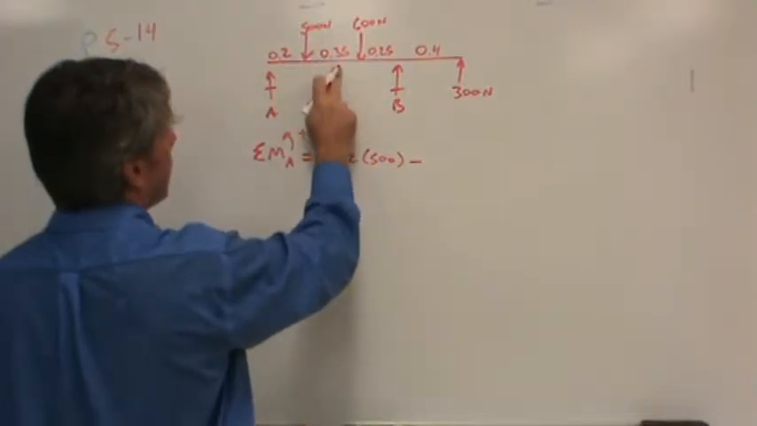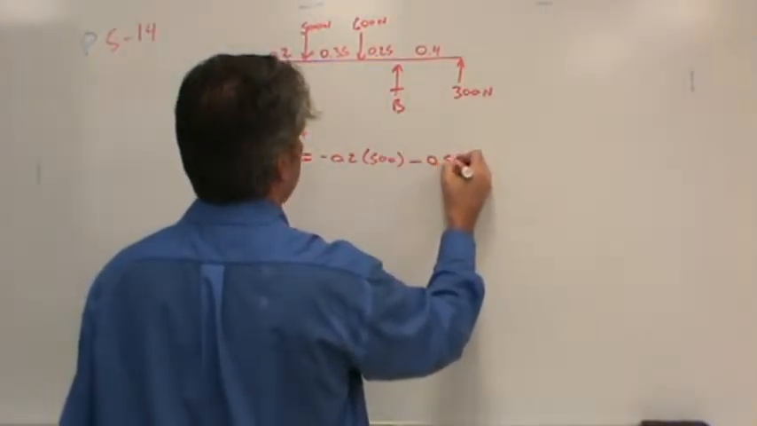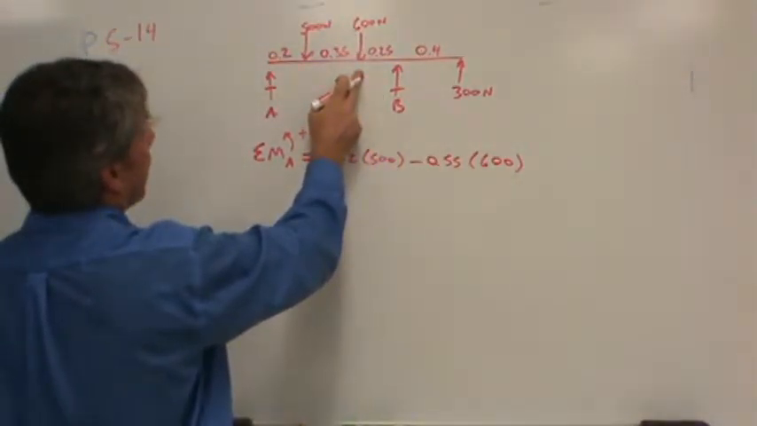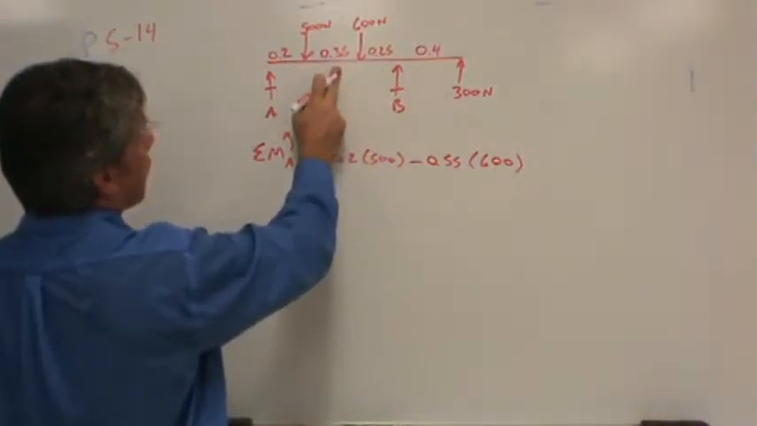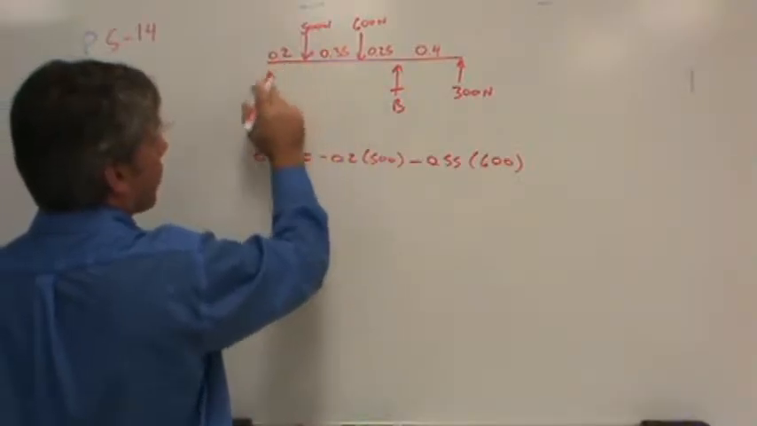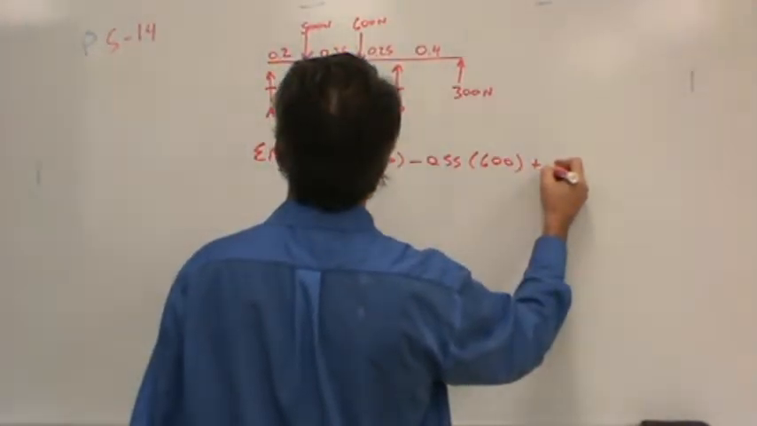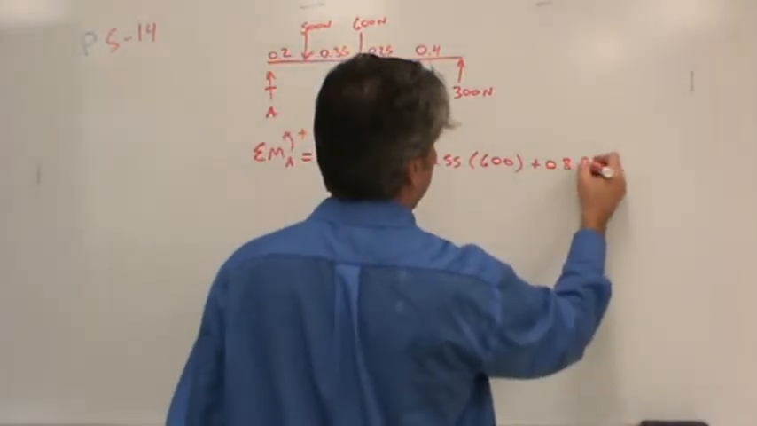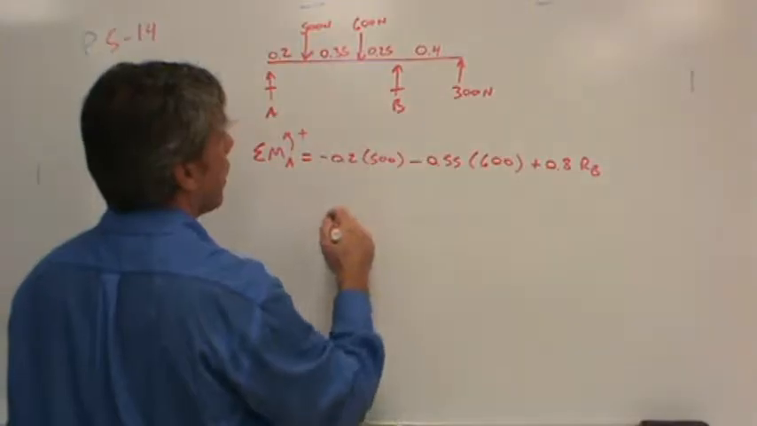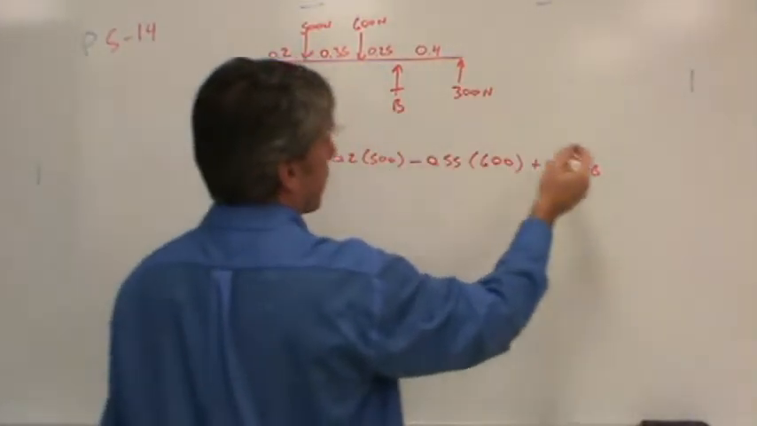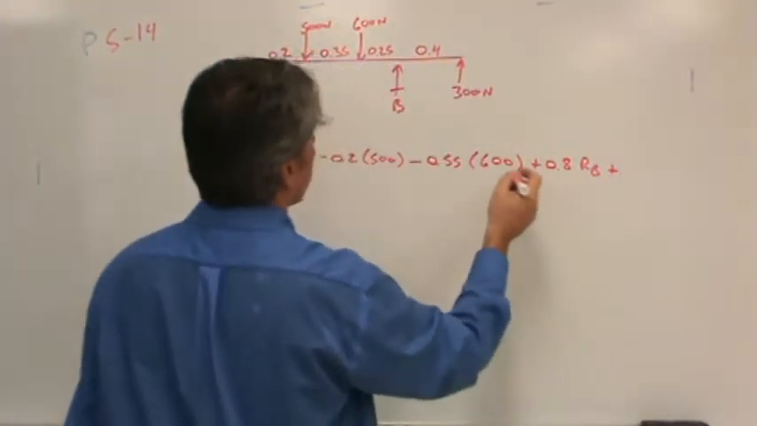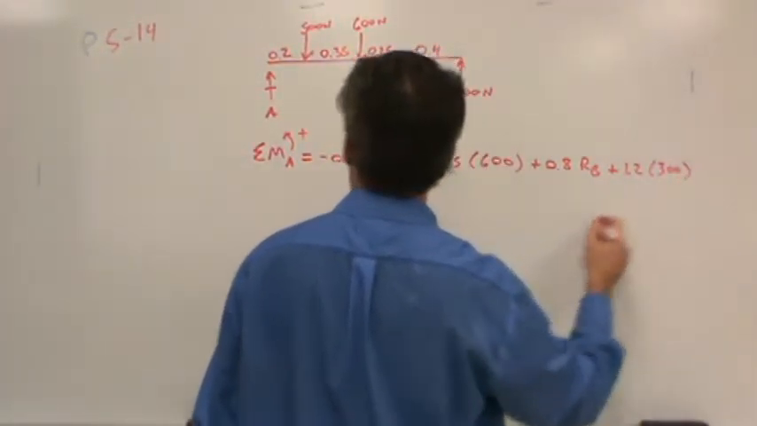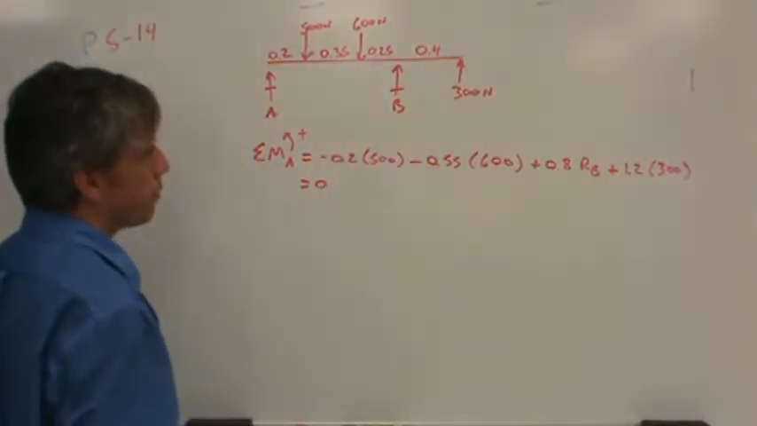Minus, let's see, 0.2 and 0.35 are 0.55. There's the force at that point. And then 0.25 and 0.35 would be 0.6, plus 0.2, would be plus 0.8 times the reaction at B for the positive moment. And then we have another positive moment over here from the 300 newton force. So that would be 1.2 multiplied by 300. Anyway, all that sums up to 0.